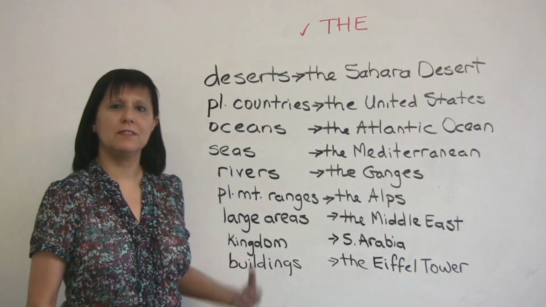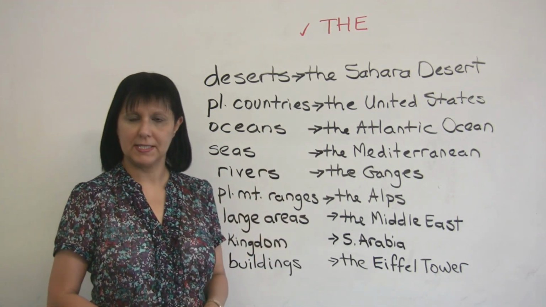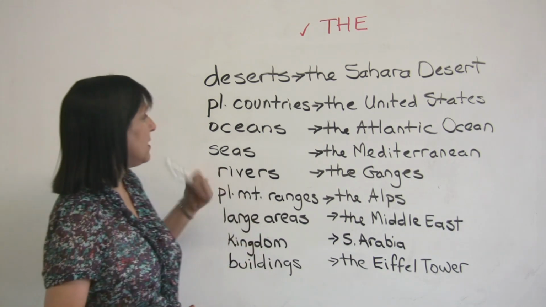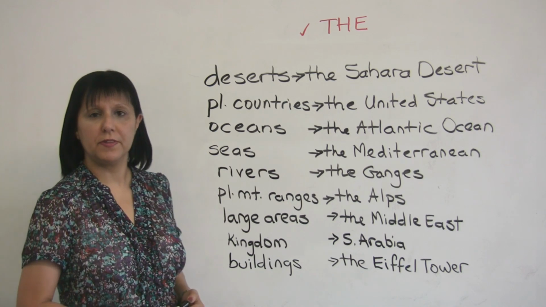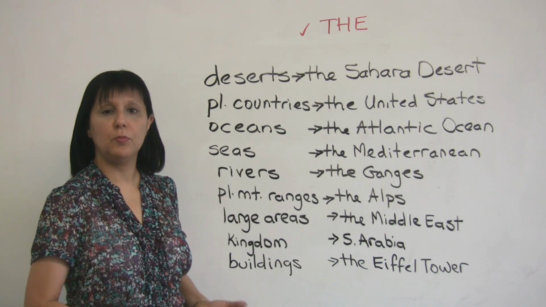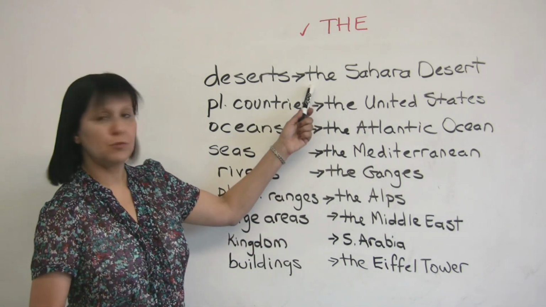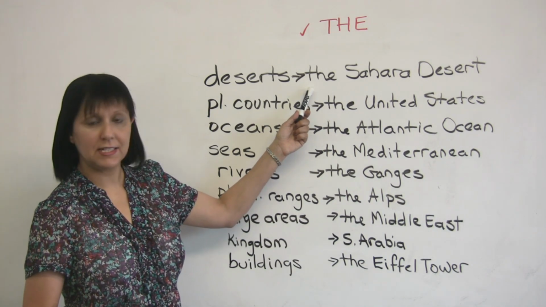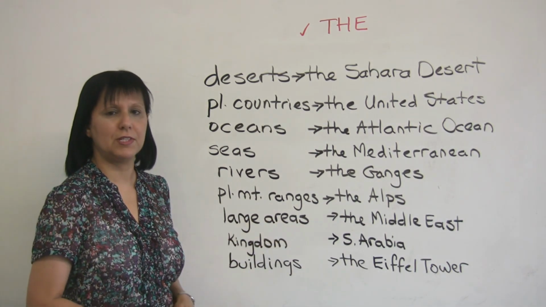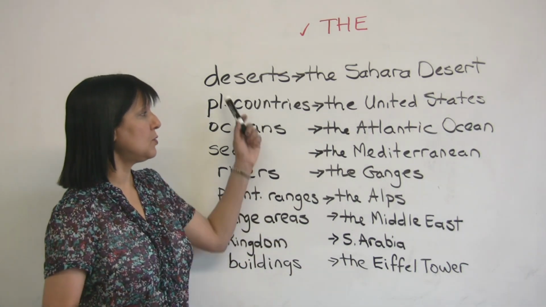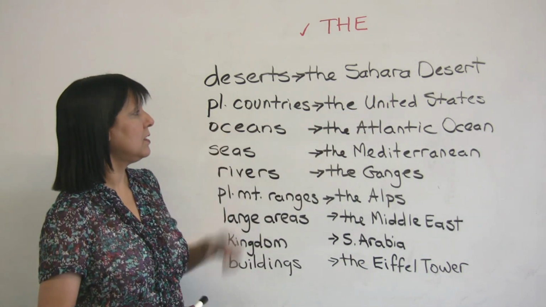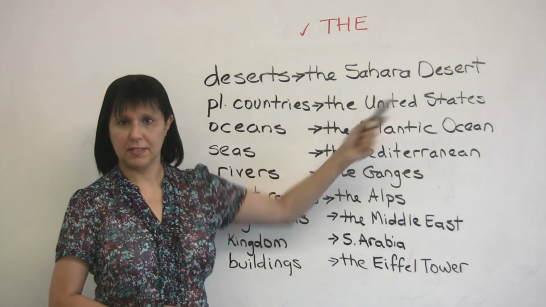Okay, so now let's go on to the second category of places where we do use the word "the." Okay? So let's go through this list. We do use the word "the" when we're talking about deserts. For example, the Sahara Desert, the Gobi Desert, right? You don't have to capitalize the letter T, unless, of course, it's at the beginning of a sentence. Then, of course, you're going to capitalize the first letter in any case. But otherwise, if this was in the middle of a sentence, it would read exactly like this. For example, I visited the Sahara Desert, okay?